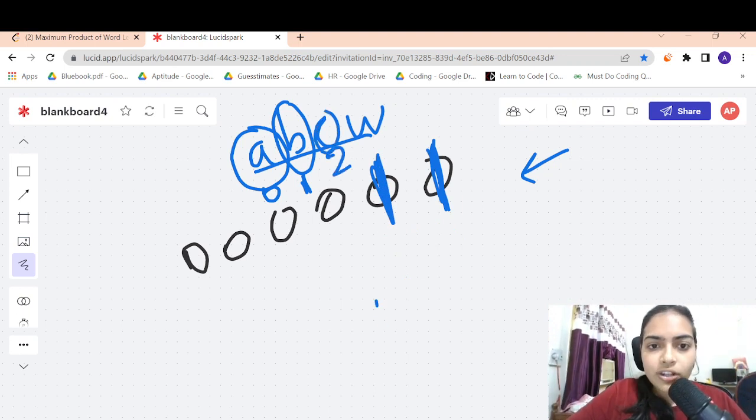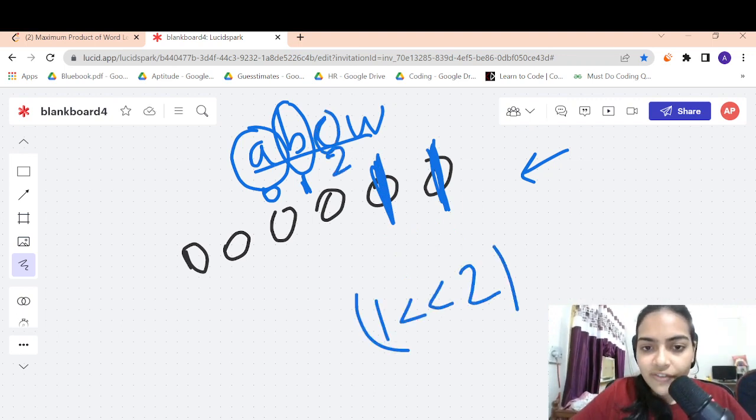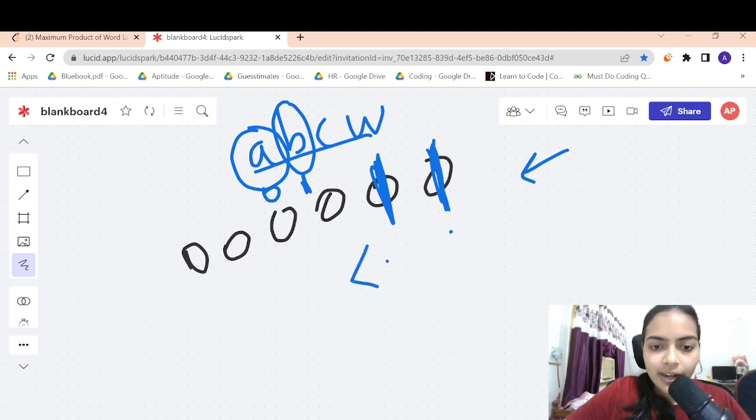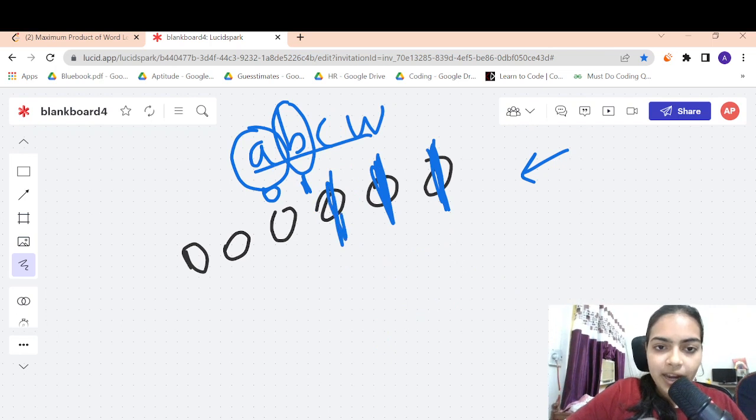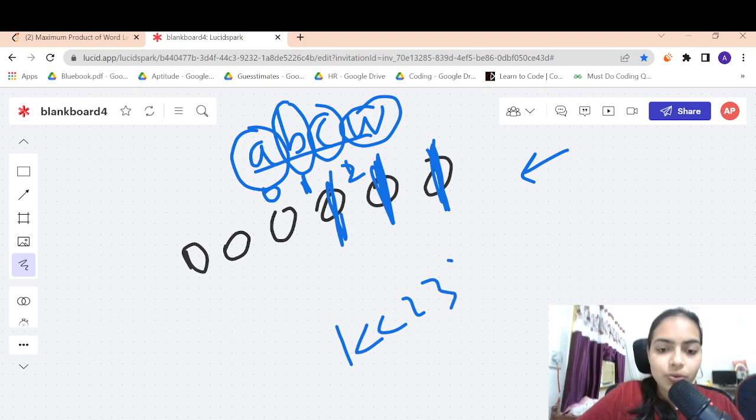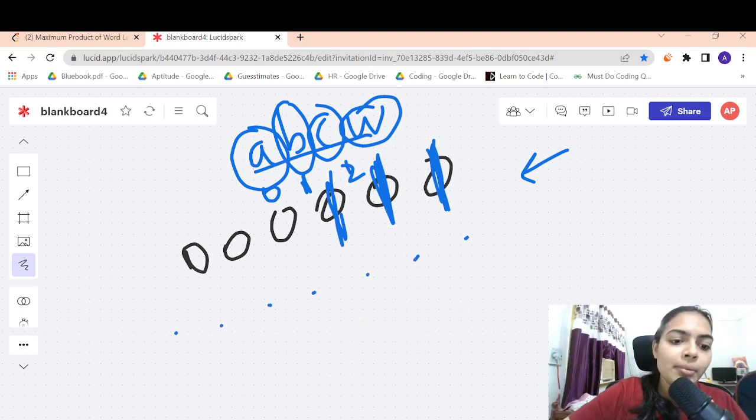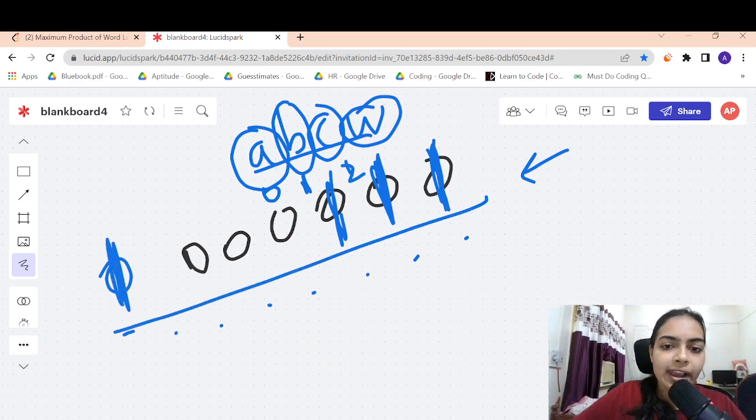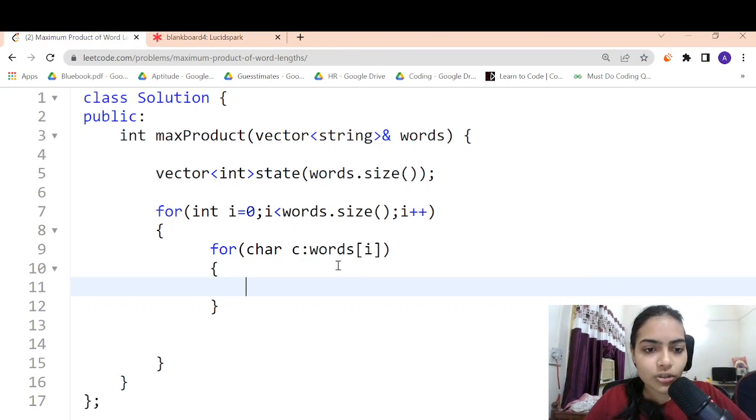Similarly, C is 2, right? So I'm going to left shift 1 by 2 times. By left shifting 1 by 2 times, I reach this digit and I'm going to make it 1, and so on. Similarly, W is 23, right? So I am going to left shift 1 by 23 times, and I am going to reach somewhere here, and at that 0 I am going to change it and mark that as 1, so that I get this state of this number. So that's what I am going to do.